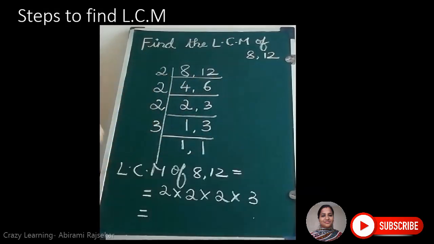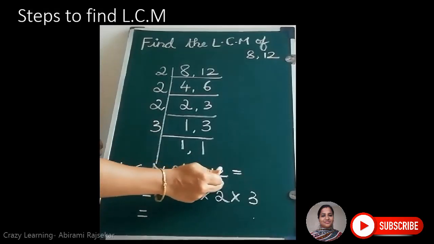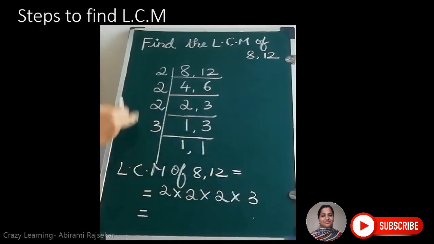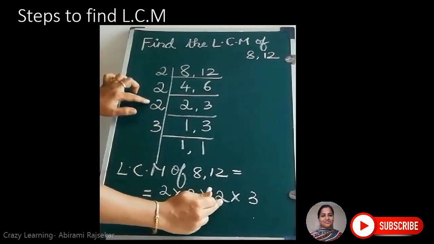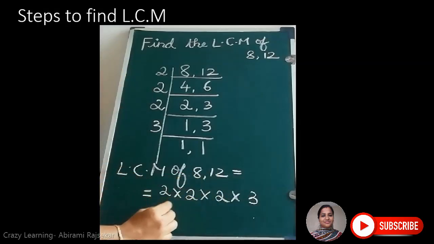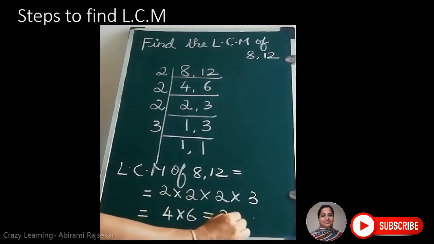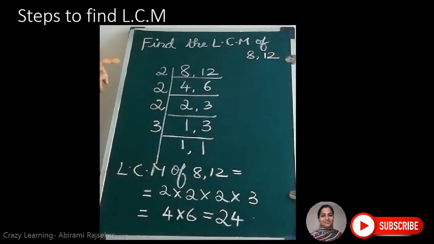LCM. So the LCM of 8 and 12 is, we need to write the factors by which we have divided 8 and 12 here. 2 into 2 into 2 into 3, that is 2 2s are 4 and 2 3s are 6 and then 6 4s are 24. So the LCM of 8 and 12 is 24.